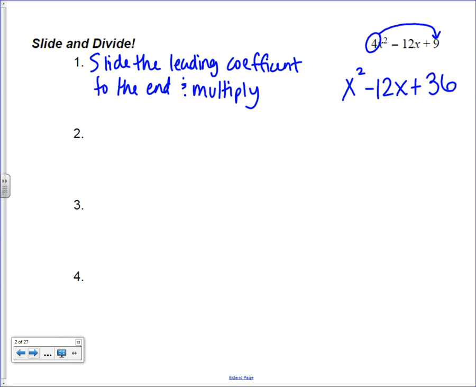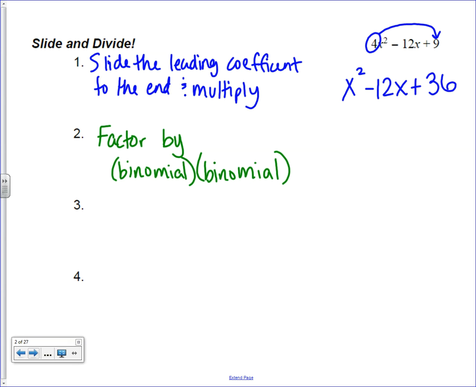Yes? Now, this thing starts with a 1 now, doesn't it? Don't we know how to factor things that start with 1s? Yeah. And how do we do that? Well, what do we call that? What are we making? Nope. Factor by a binomial times a binomial. Tyler, isn't that what you just told me a couple minutes ago? Yep. If it starts with a 1, we're going to do a binomial times a binomial. Okay, good. So let's make these binomials.